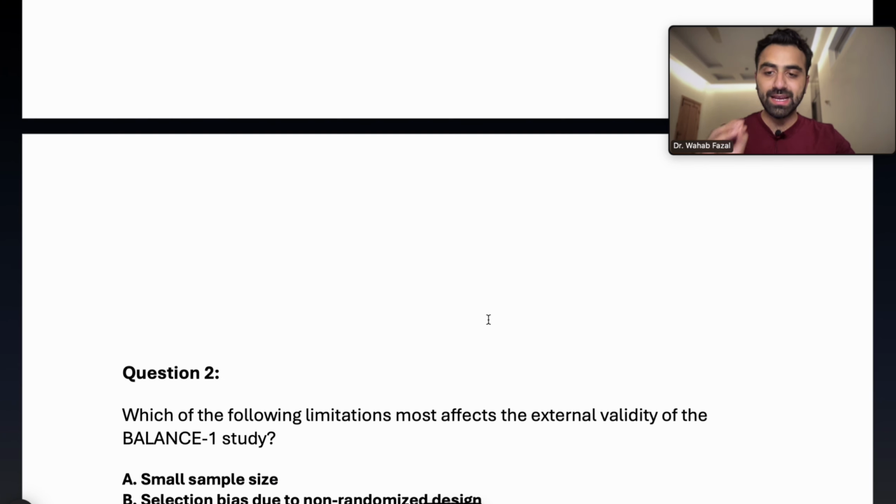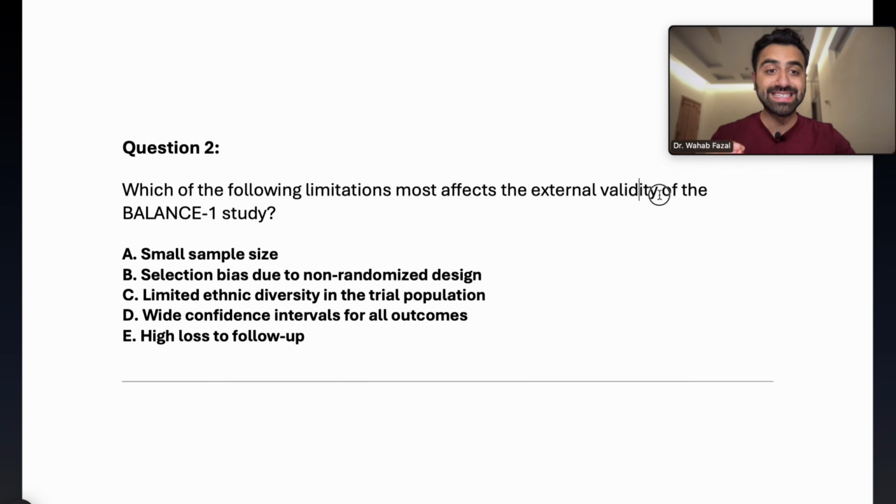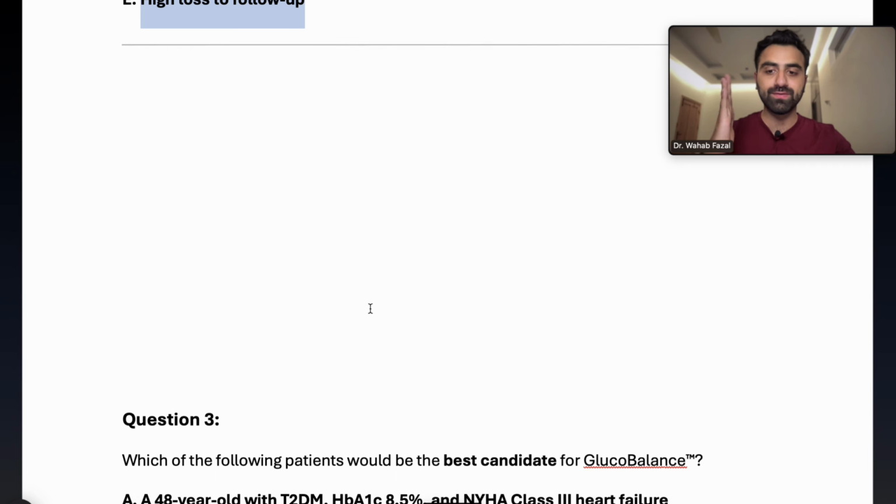And then read the second question. Which one of the following limitations most affects the external validity of this Balance 1 study? Okay, then we have all of these options, right? We don't need to read all of these. Small sample size, selection bias, limited ethnic diversity in the trial population, wide confidence interval, high loss to follow-up. Great. Now we understand the second question as well. What is affecting the external validity of this study?